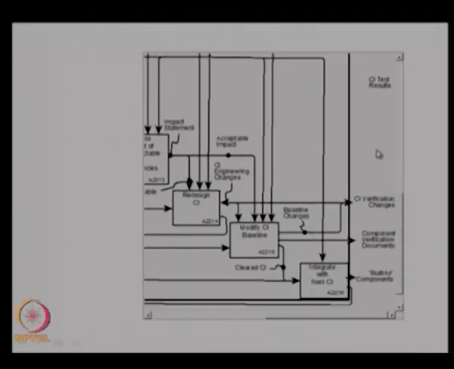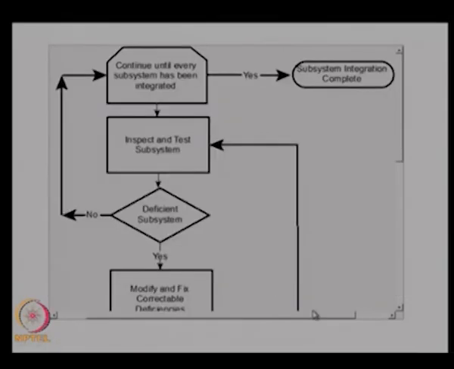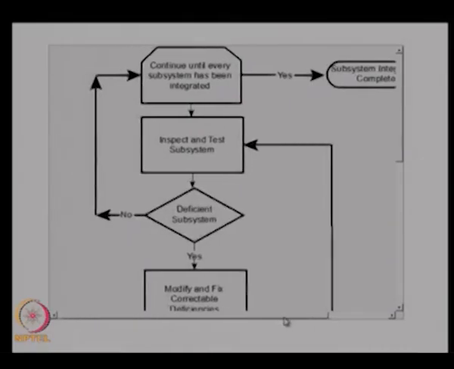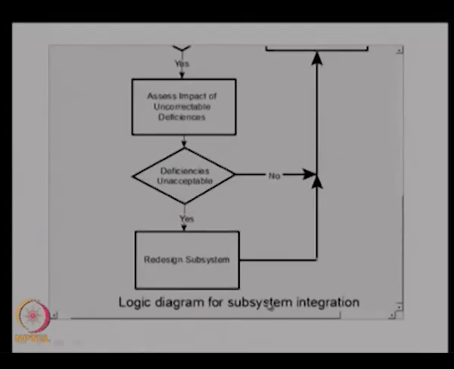These are the output coming from this particular stage where we have the verification changes, the configuration item verification changes will be coming out, and that will be used for changing the baseline of the design requirements. So, these are the stages involved in integration, component level integration. So, the same thing can be represented as a block diagram here. So, this is basically for testing the subsystem integration.